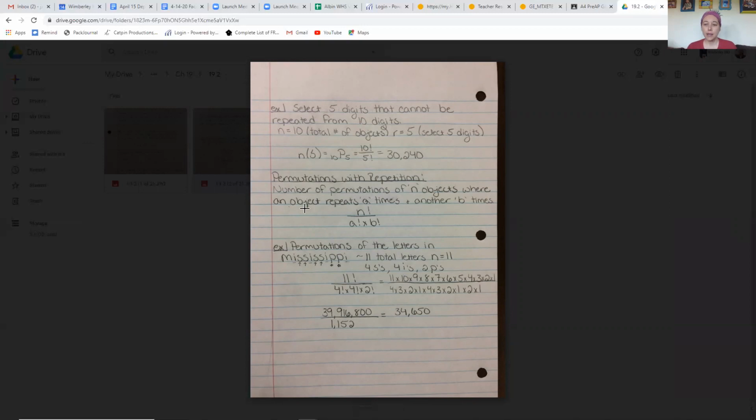So the first thing in a problem when you're doing these, the first thing you need to identify are your different variables. What's my n? What's my r? If you're doing permutations with repetition, what are my repeated elements? Start there, and then you can apply these different formulas to it.